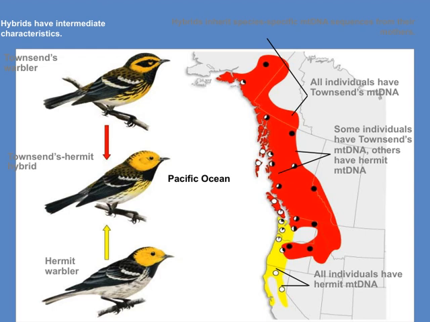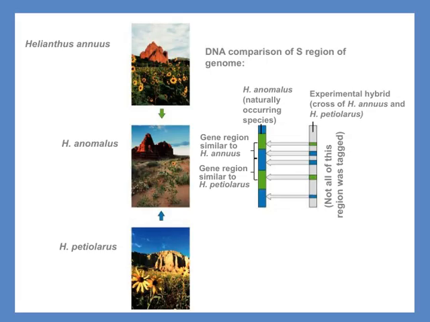So, by analyzing the mtDNA, we can trace back the maternal lineage and better understand the hybridization dynamics in this region, especially across the Pacific Ocean. Overall, this genetic information helps us piece together how these species interact and evolve in their natural habitats. In this slide, we're looking at gene regions that are similar across different Helianthus species.